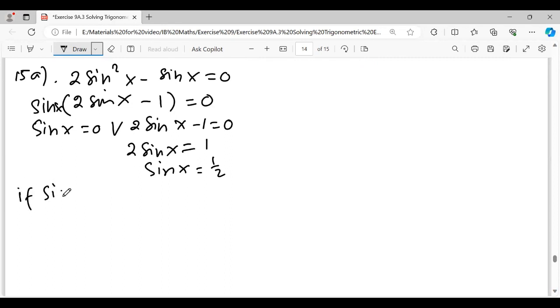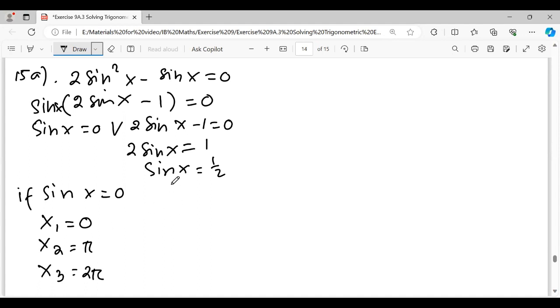If sine x equals 0, x1 equals 0, x2 equals pi, x3 equals 2 pi, because the interval is 0 until 2 pi.